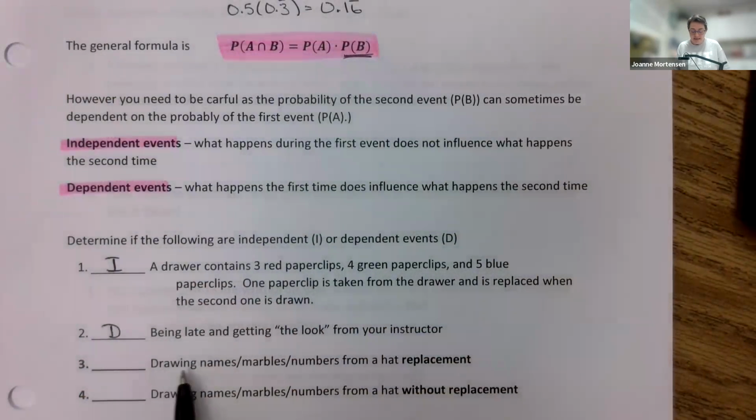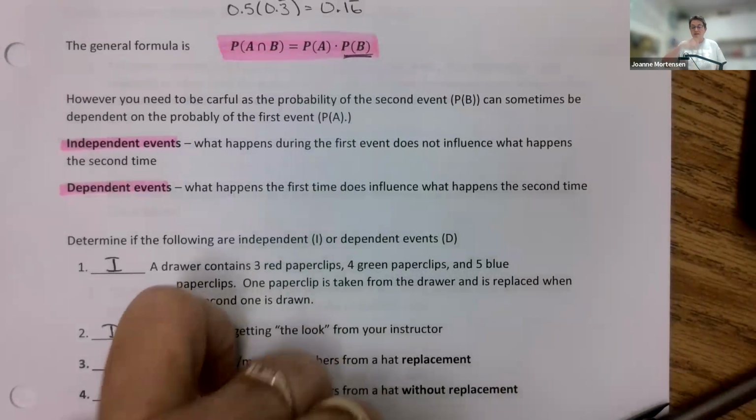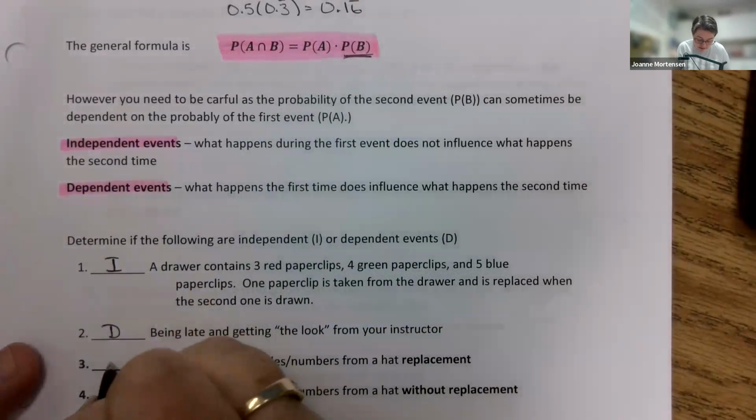All right, drawing names, marbles, or numbers from a hat with replacement. So what that means is, say we have a bucket with 100 numbers in it. Oh, let's make it more exciting. It's a raffle and your name is in there once with 99 other people. So there's 100 choices altogether. If I pull your name out, yay, you win the first thing. And then I put it back, next time around, you've still got the same chance of winning. So those are independent.